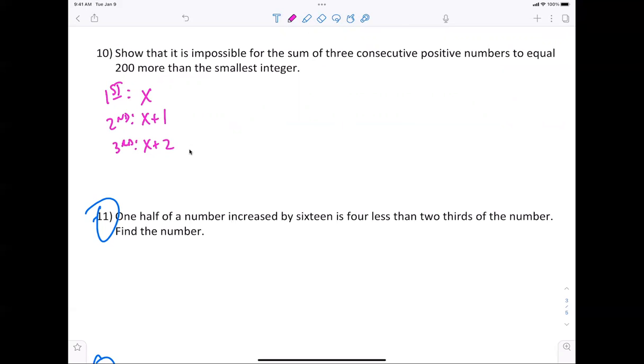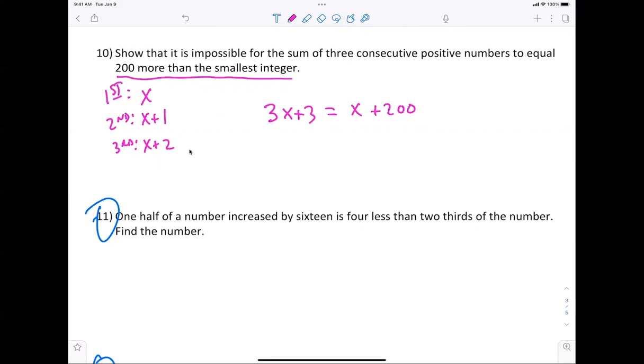Now we want to show that it's impossible for the sum. So what is the sum? The sum of that would be 3x plus 3. 3x plus 3 equal to what? 200 plus x. Yes, x plus 200. You with me? All right, there we have it.